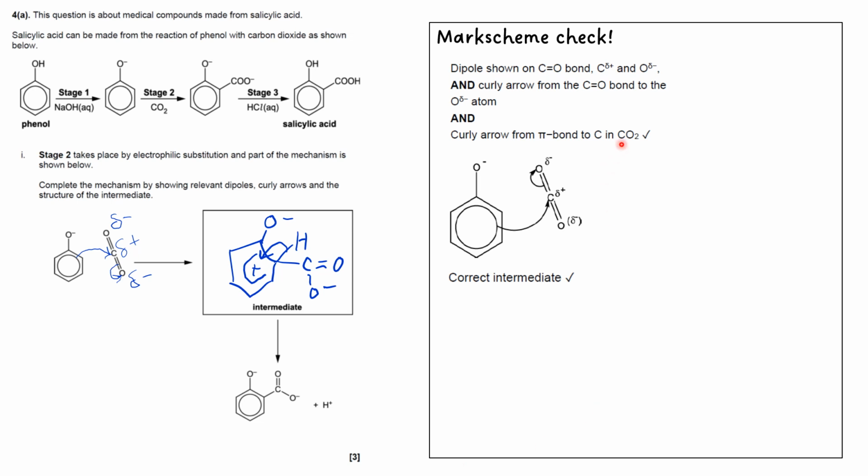Now, what's interesting is all of these things have to be in place to get 1 mark. So you have to get this curly arrow, you have to get the dipoles in the carbon dioxide, and you have to get the second curly arrow. Now, when they say correct intermediate, there's a little bit of flexibility here. So my version and their version might initially look a little bit different, but essentially they're the same.